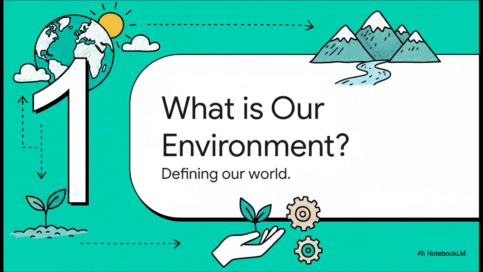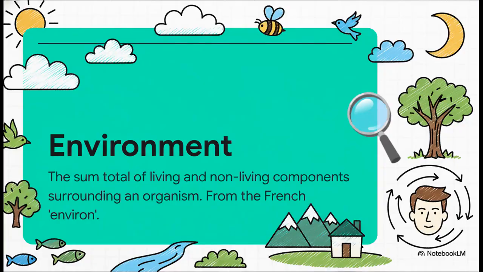Okay, let's get right to the heart of it. If we want to understand our place on this planet, we've got to start with a really clear definition of what we're even talking about. So, here's the official take. The environment is the grand total of everything, and I mean everything, both the living and the non-living things that surround any organism. The word actually comes from the French, environ, which means to encircle, so it's literally the world that wraps around us. Pretty cool, huh?